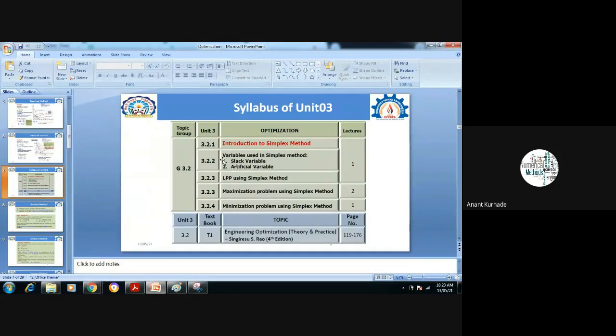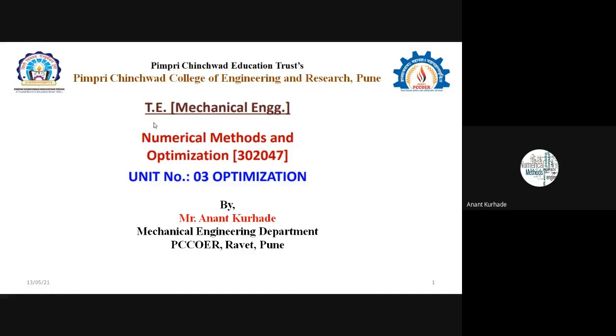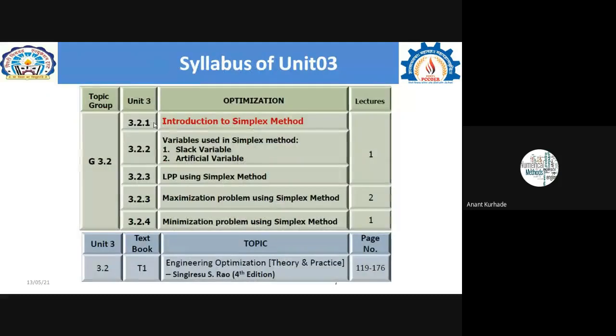So this is very important. These two variables are very important. First one is what? Slack variable. And next one is the artificial variable. Okay, slack variable. So firstly, I will focus on only slack variables, and then artificial variables.